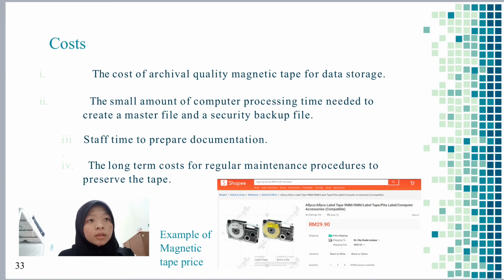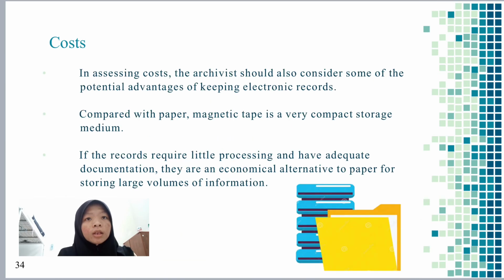And then the staff needs time to prepare documentation. And then the long-term cost is for regular maintenance procedure to preserve the tape, macam cost segi masa sebab dia nak jangka hayat untuk pengurusan biasa prosedur dalam preserve the tape. And then the next point is in assessing cost, the archivist should also consider some of the potential advantage of keeping electronic record, which is archivist kena consider lah beberapa potensi atau kelebihan untuk simpan electronic record ni.